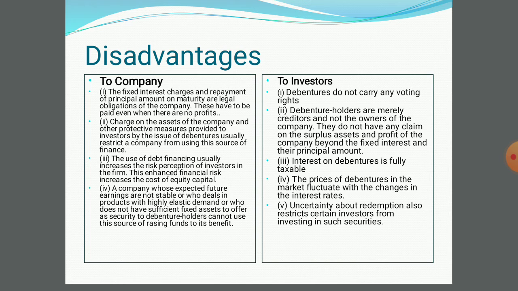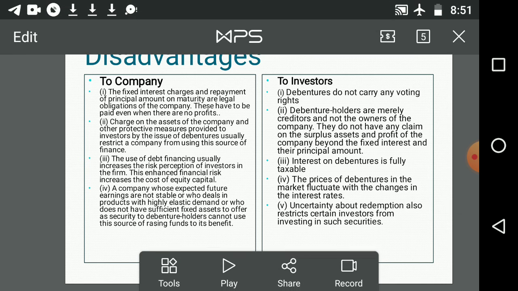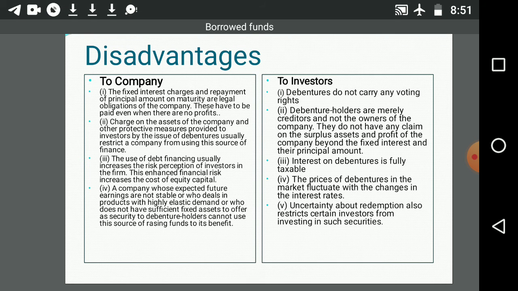Next disadvantage is for a company whose expected future earnings are not stable, or which deals in products with highly elastic demand. It is difficult for such a company to raise more in the form of debentures, because if your income is not stable, it is difficult for the organization to pay interest to debenture holders every year. So these people cannot raise funds in the form of debentures.